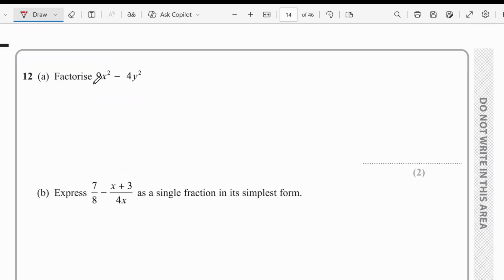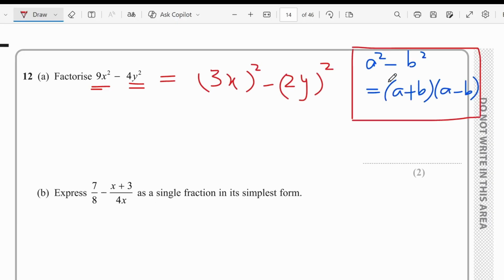Question number 12, A part: factorize 9x squared minus 4y squared. This is the difference of squares, so we can convert this into square form. We can write it as (3x) squared minus (2y) squared. As we know the formula a squared minus b squared equals (a plus b) into (a minus b). So we'll write it in this form: 3x plus 2y into 3x minus 2y, one positive, one negative.